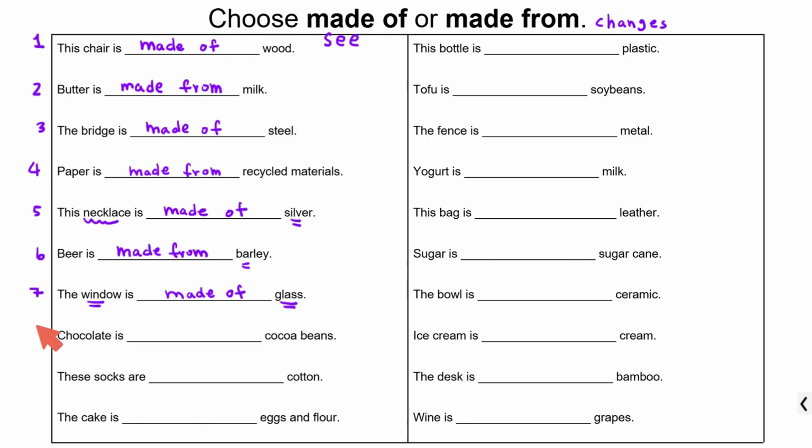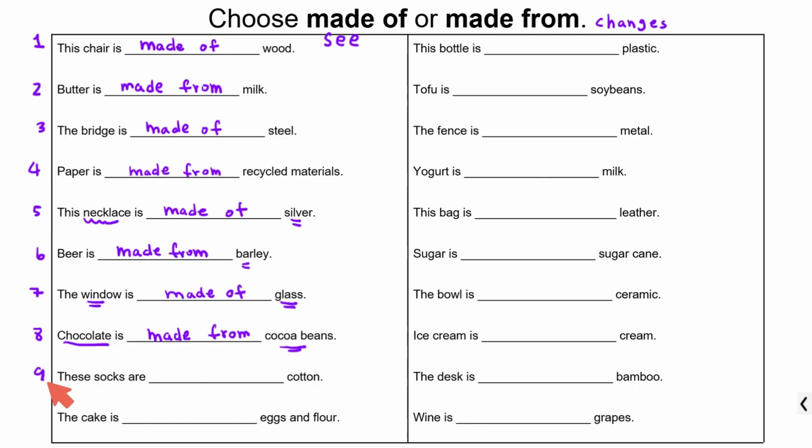Right, let's move on to the next one, number eight. It says chocolate, so this is our clue here. Chocolate is blank space cocoa beans. So cocoa beans changed to chocolate, so we would choose made from for this one. So chocolate is made from cocoa beans.